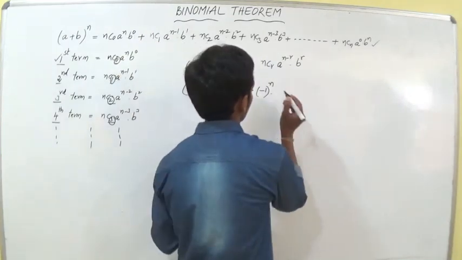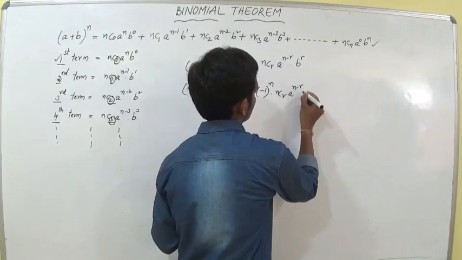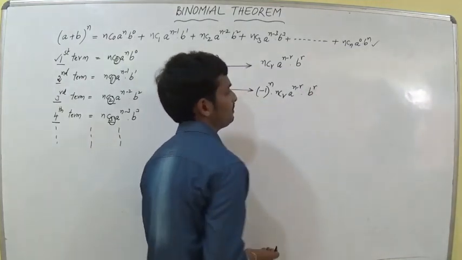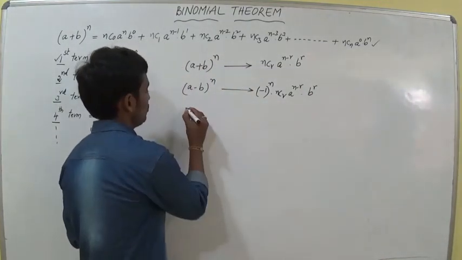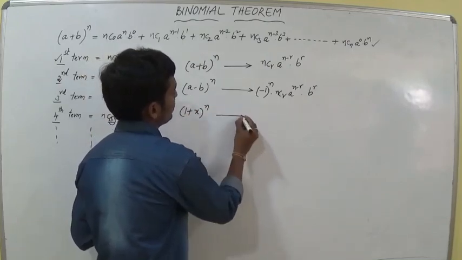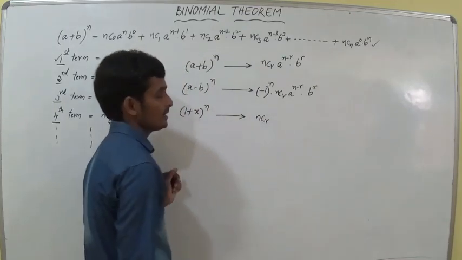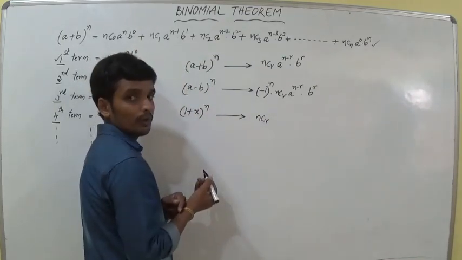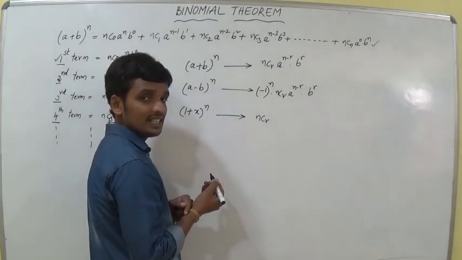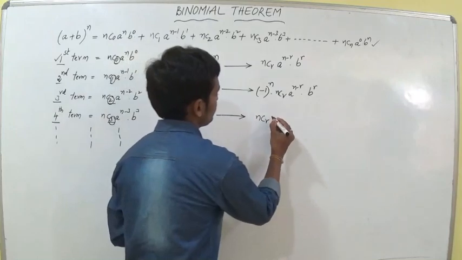So (-1) whole to the power of r into nCr a power n minus r into b power r. The same way, (1+x) whole power n. Can you write the general formula? The first thing is nCr is common. So here 1 power n; 1 power anything is equal to 1, so no need to write it. Next one, x to the power of r.